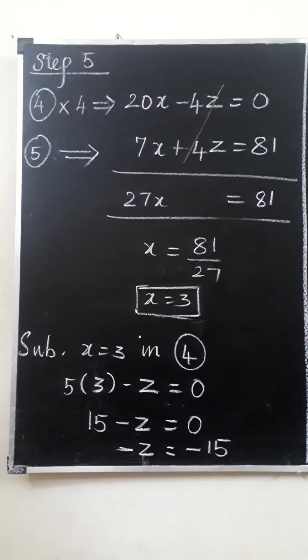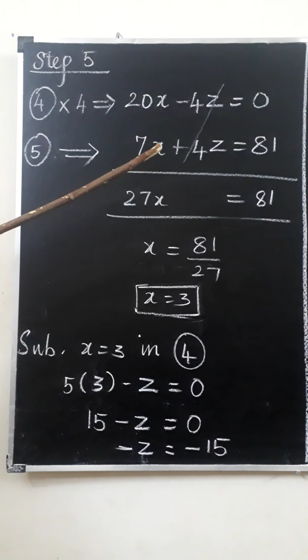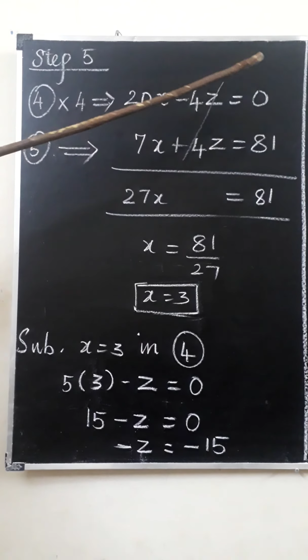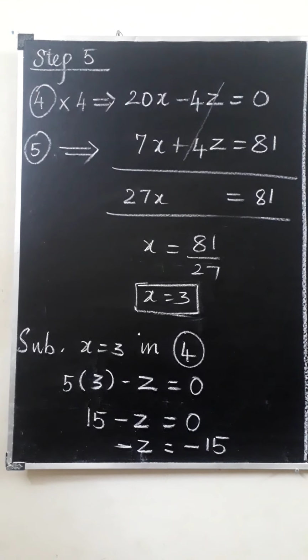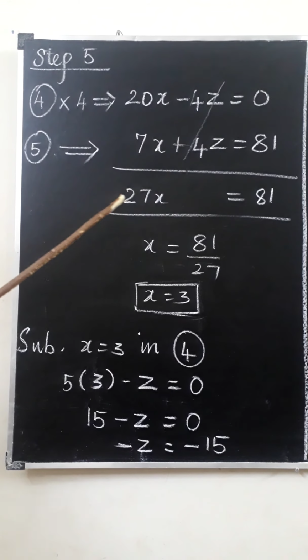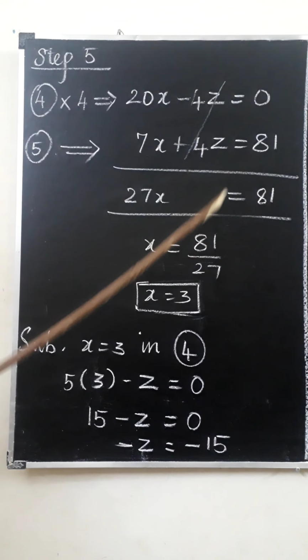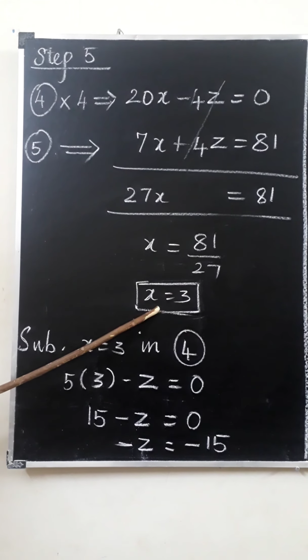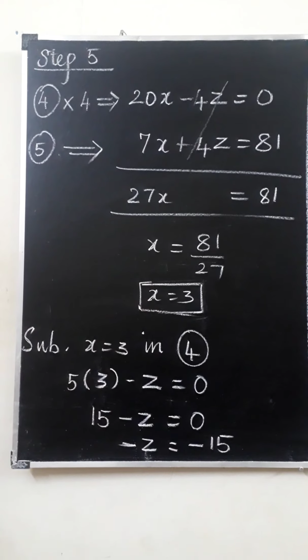The fourth equation was 5x minus z is equal to 0. When we multiply that by 4, it becomes 20x minus 4z is equal to 0. Then z will be eliminated. 27x is equal to 81. Then we got x is equal to 81 by 27, x is equal to 3. We get a value for x.